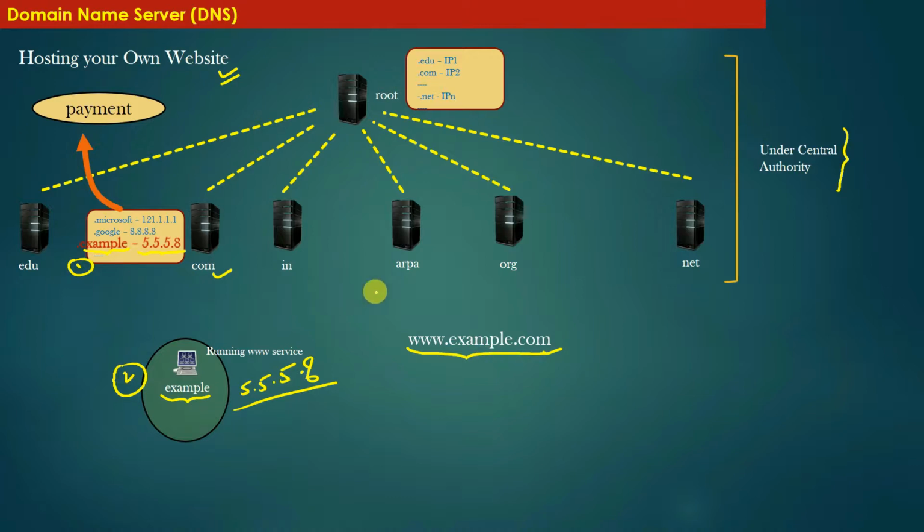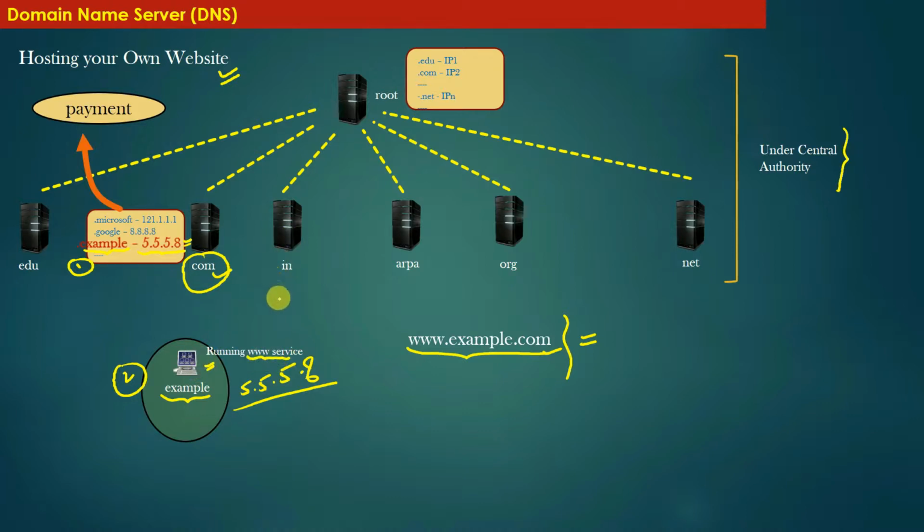So if any user in the world types out this domain name in their web browser, the .com top level domain name server will tell that user, hey, the website that you are trying to access is hosted on a server which has IP address 5.5.5.8. And the moment the user gets an IP address to your web server, the user can then directly connect to your web server and access the World Wide Web service that is provided by your server.